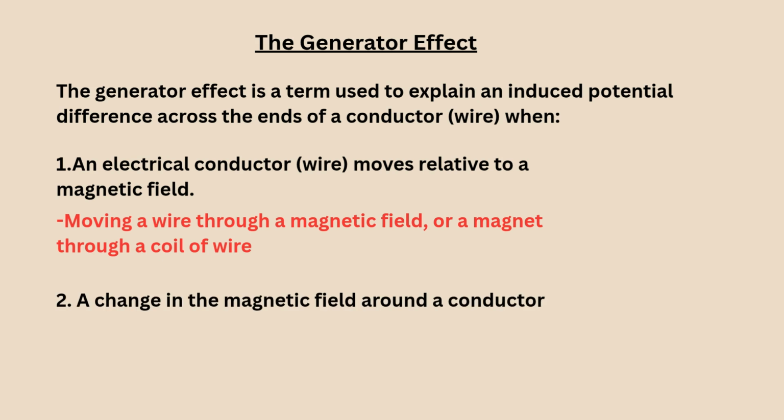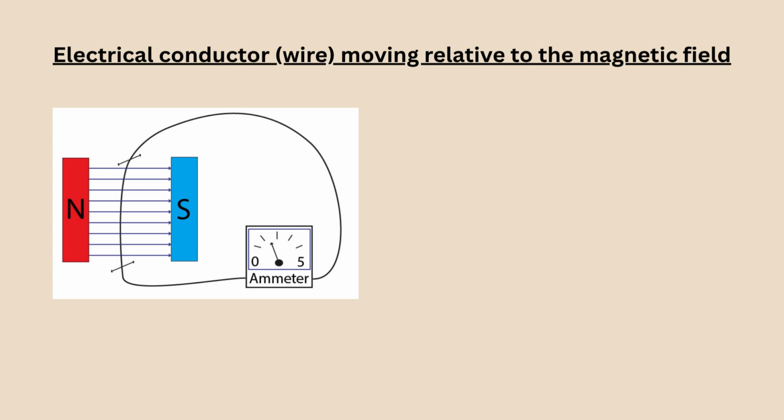Alternatively, it can be when there is a change in the magnetic field around a conductor, and this would occur when you move a magnet through a coil of wire. An electrical conductor moving relative to the magnetic field.